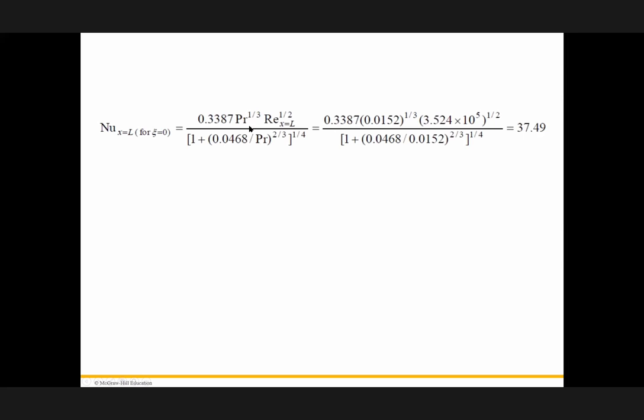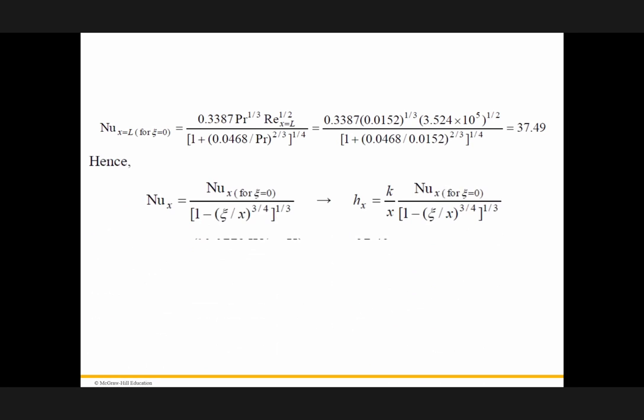Therefore, from here we calculate the Nusselt number. We assume the heating starts from x equals 0. That's the meaning. It means the heating starts from x equals 0. When we calculate this one, then we go back and make the correction that the heating starts after 5 centimeters. It means right here.